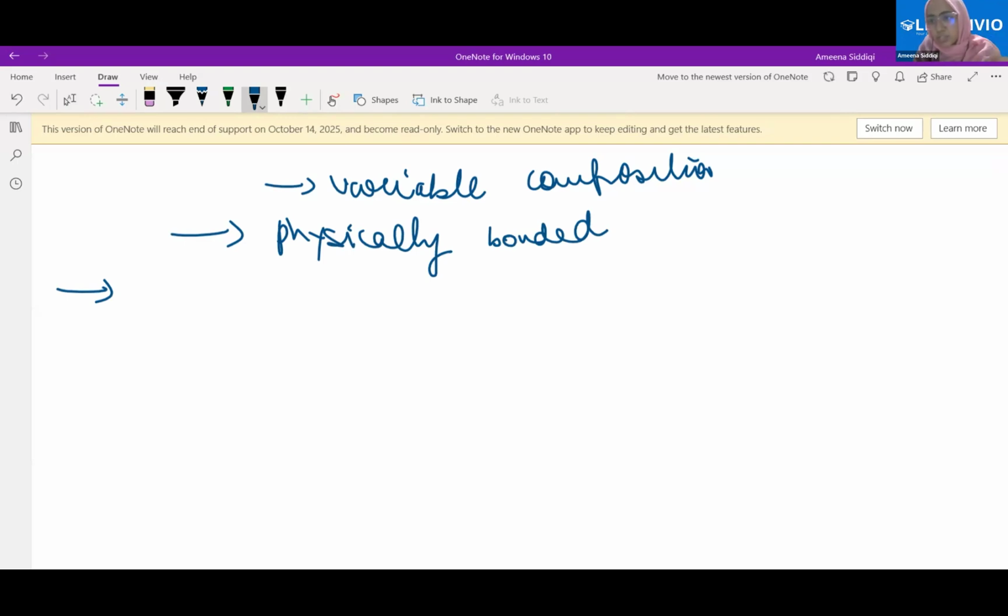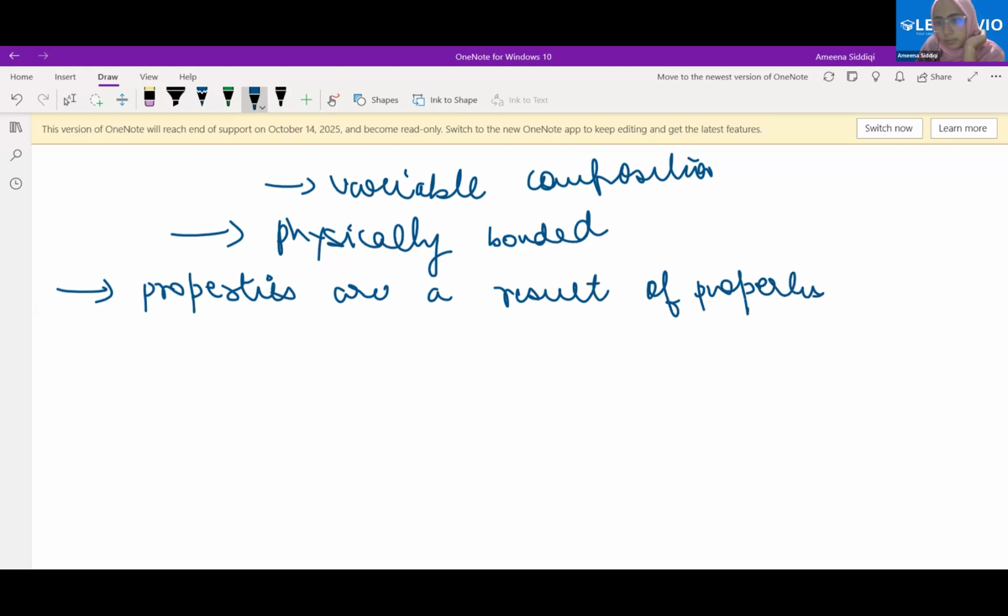The properties of this mixture would be a result of what? Would that be a mixture of the properties of A and B, or would that be completely different properties from that of A and B? It will be the properties of A and B. Wonderful. Therefore, properties are a result of properties of constituting components. Is this point fine? Wonderful.